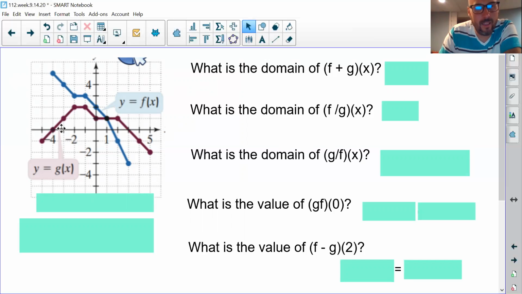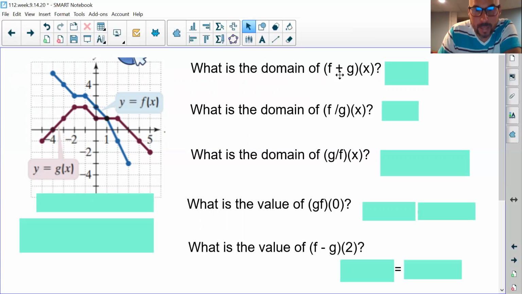Now, how are you going to even think about f plus g? F plus g of x is all possible results of all possible y values of f plus all possible y values of g tied to their x values. But we don't really need to find that. We just need to find the domain. So what are all the possible x values that I get to do f plus g?